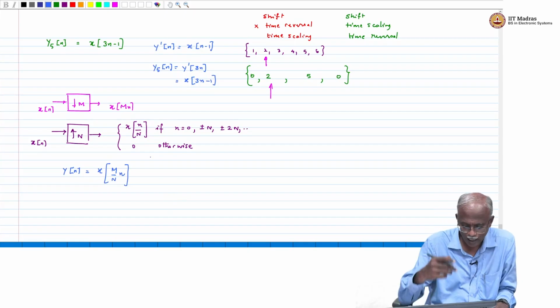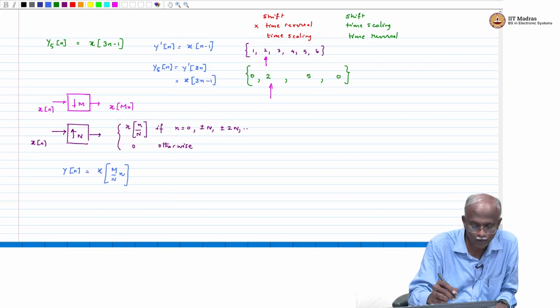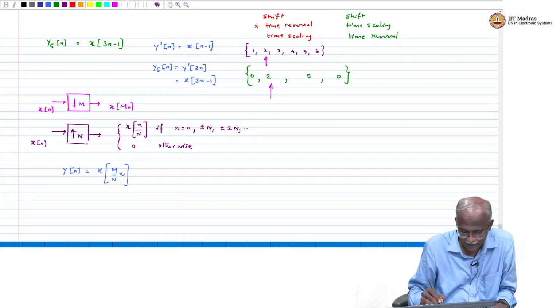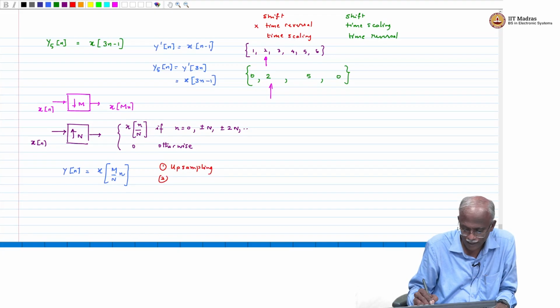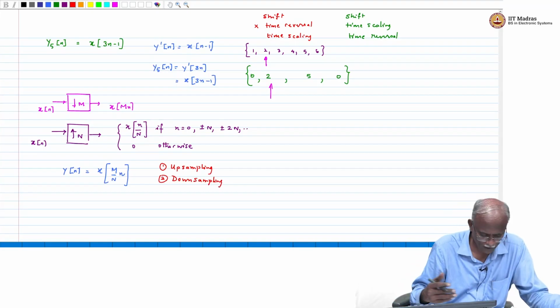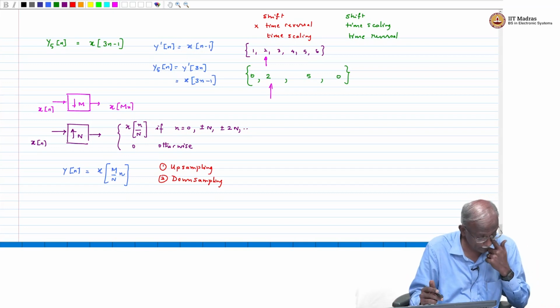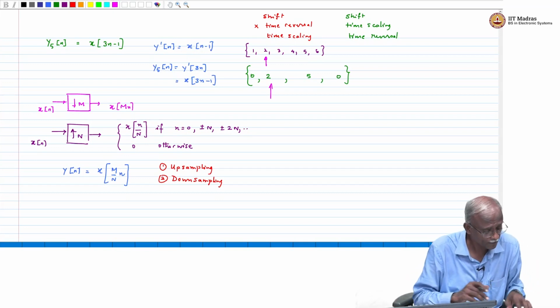So that means there is upsampling and downsampling. In time scaling, two operations are involved. If this is the case, the guideline is always do the upsampling first, followed by the downsampling. That's a useful order in which you can do it, and we can try out some examples where you take this and try some change of sampling rate.